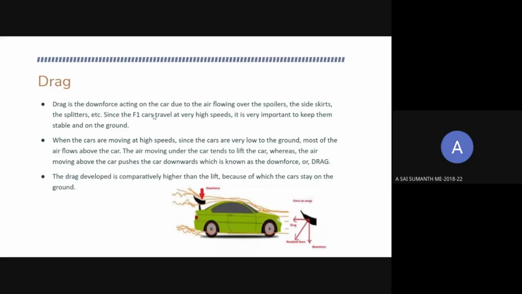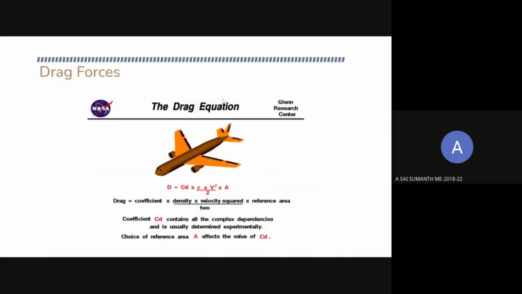So, drag is basically the downforce acting on the car, which develops when the air flows over the car. Since the F1 cars travel at very high speeds, around 330 to 350 km per hour, it is very important to keep them stable and on the ground. How does drag develop?